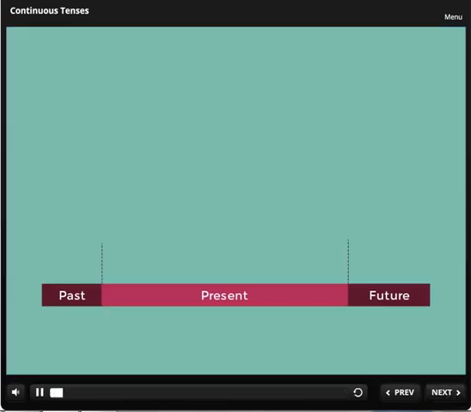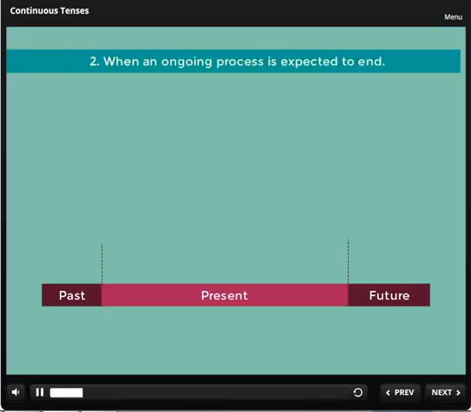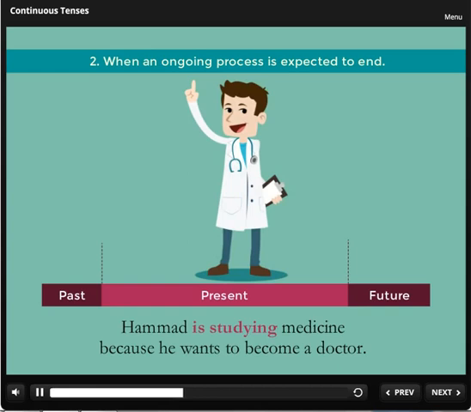We also use present continuous tense when we are talking about an ongoing process that is expected to continue only for a limited time. For example, we used present continuous here even though Hamad might not be studying at this very moment. He might be eating dinner or even watching TV. His studying, however, is an ongoing process happening these days, and it is expected to end in the future.